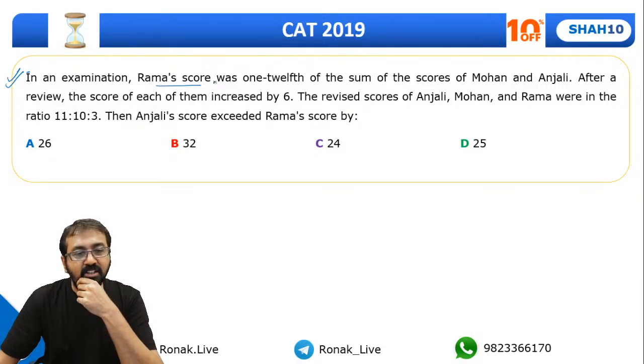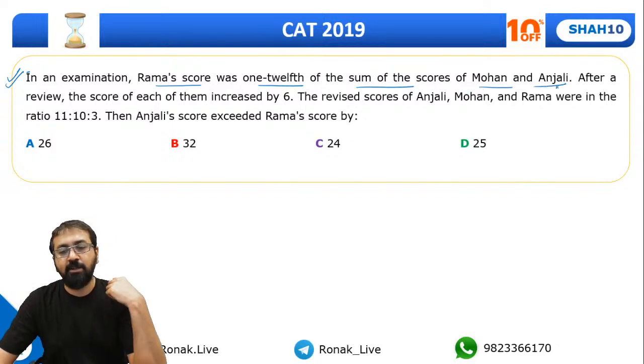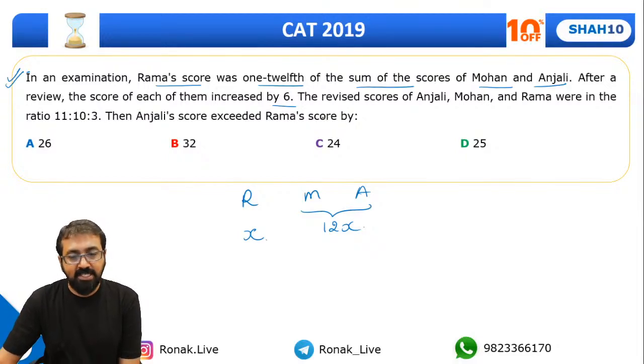In an examination, Rama's score was 1/12 of the sum of the scores of Mohan and Anjali. After a review, the score of each of them increased by 6. Right? So Rama's score was 1/12 of the sum of scores of Mohan and Anjali. So Rama, Mohan, Anjali. If I take their score as 12x, then Rama's will be x. After a review, the score of each of them increased by 6.